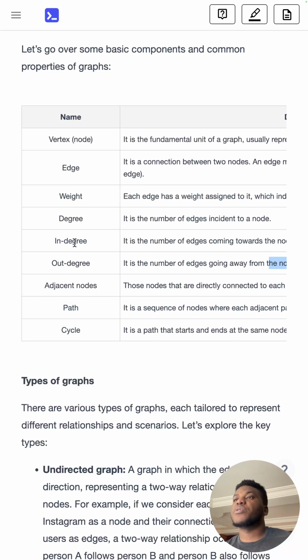So I think I say degrees, it's a combination of the in degrees and out degrees, probably. Could be wrong though. Correct me if I'm wrong in the comments.